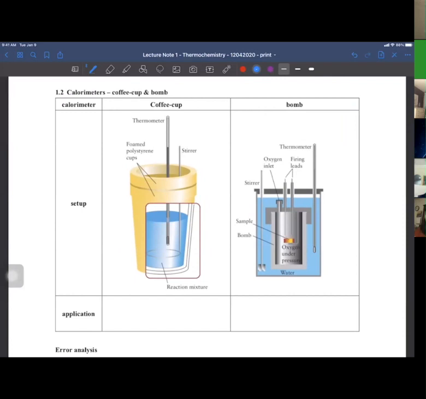Okay, the next part is about the equipment used to measure the heat, which is called calorimeter. So it's still from the same word, calorie, right? So we have 2 types of calorimeters. The first one is called coffee cup. The second one is called bomb calorimeter. The coffee cup actually is pretty easy to understand.